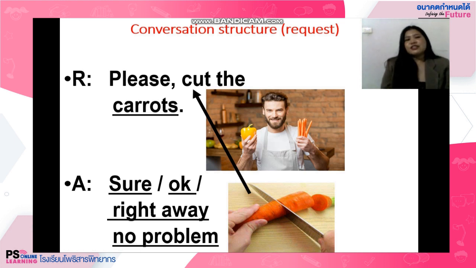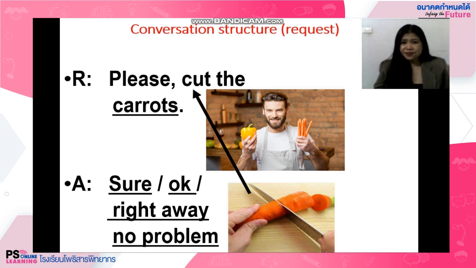So it is please, and then what to do? Cut, and then what to cut? The carrot. So please cut the carrots. Of course, the answer is sure, okay, right away, no problem. You just choose one. You don't have to say all of them. Please cut the carrots. Sure.